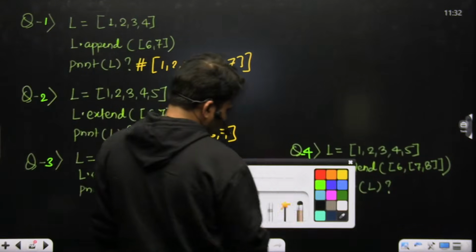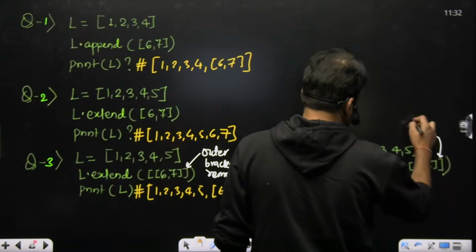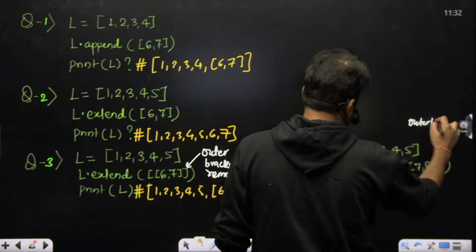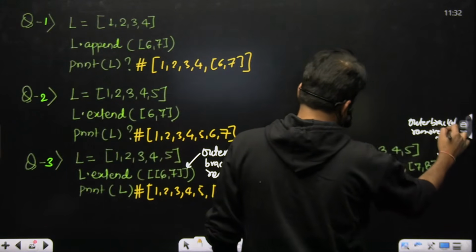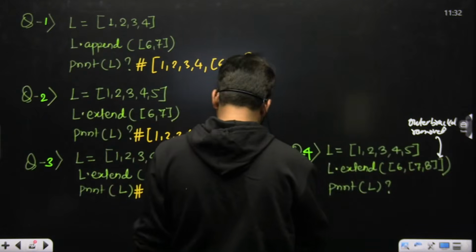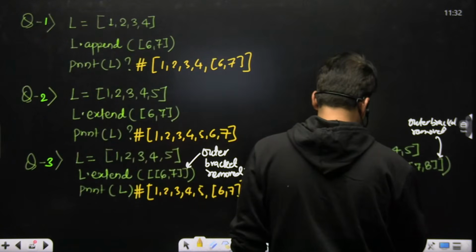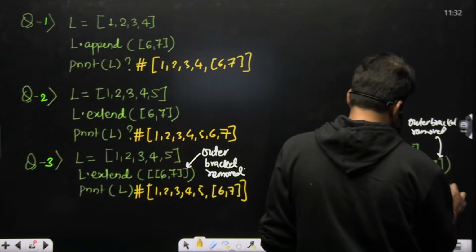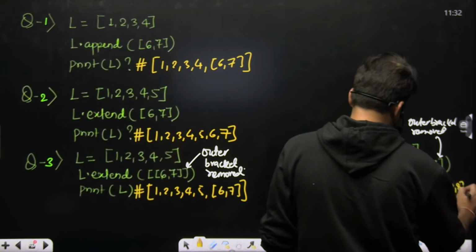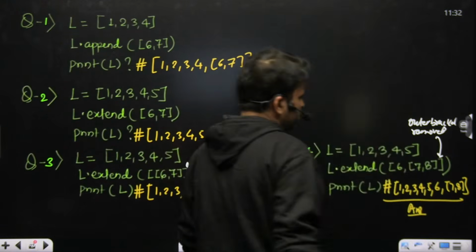Sir, the outer bracket is removed. If you use this extend, then the outer bracket is removed. So the output of this one is 1, 2, 3, 4, 5, the outer bracket removed, 6, 7, 8. So this is the answer. Understood?